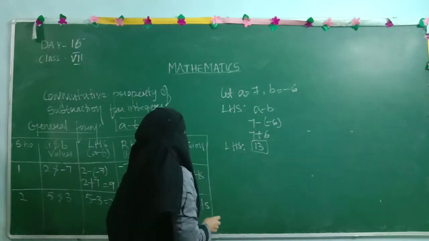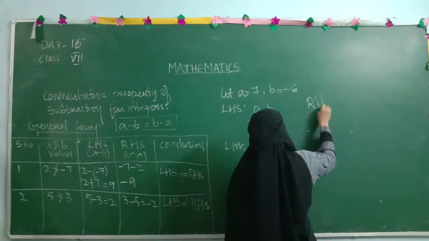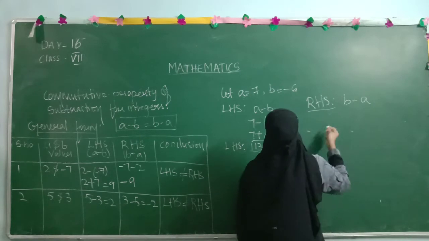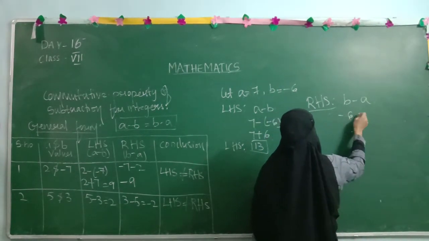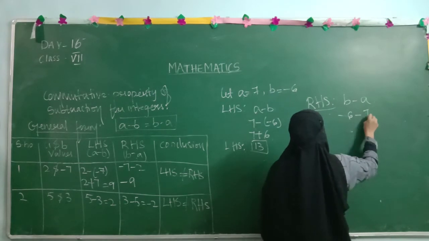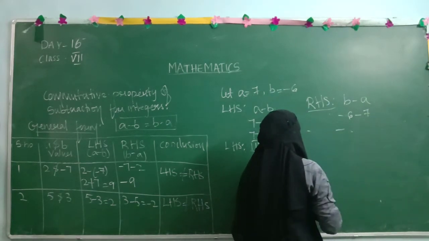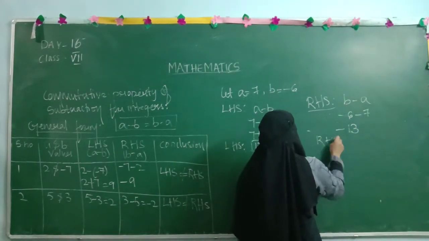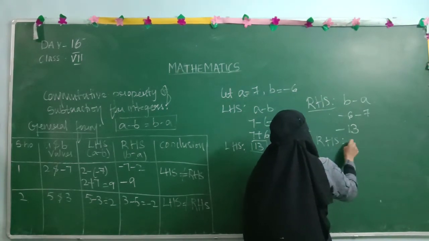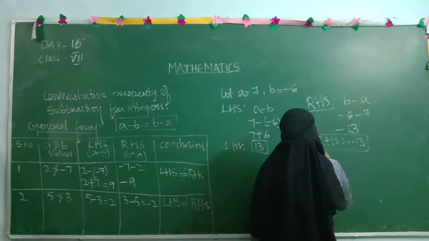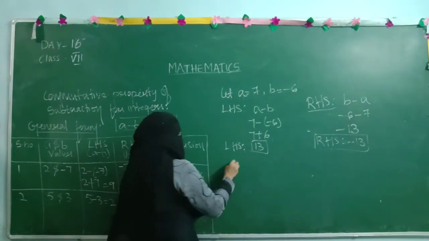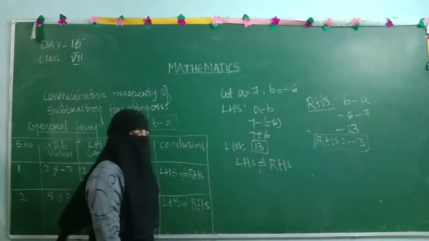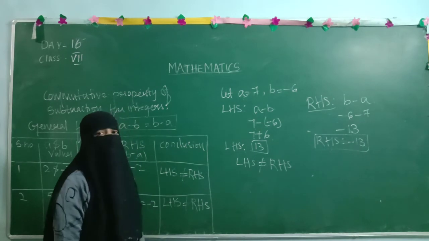Now we'll see the RHS. What is the RHS? Exactly, it is b minus a. The value of b is minus 6, minus sign, then we substitute 7. Both are minus, so we have to add them. 6 plus 7 is 13. Here it is minus 13. So RHS you got as minus 13. Are they equal? No. Again we found that LHS does not equal RHS. So based on this we can say that these integers are not commutative.